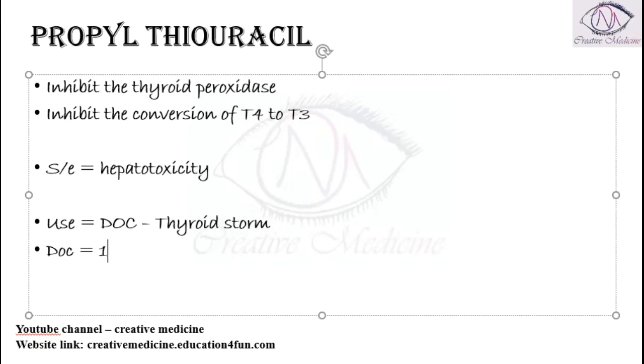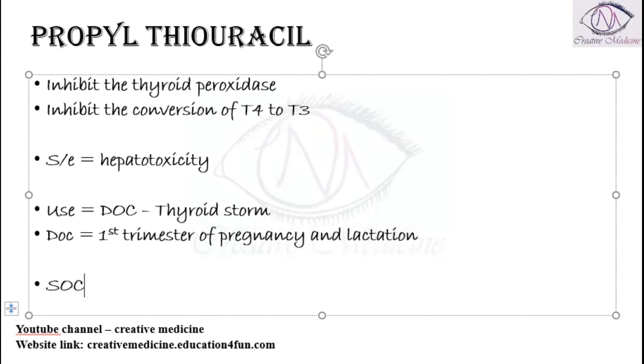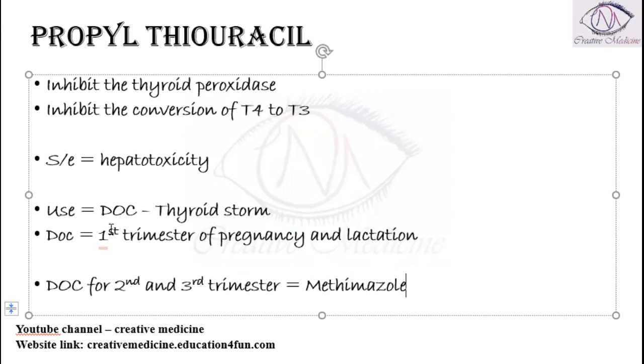It is also the drug of choice for the first trimester of pregnancy and for lactation. Whereas the drug of choice for the second and third trimester of pregnancy is actually methimazole, because propylthiouracil causes hepatotoxicity in pregnancy.